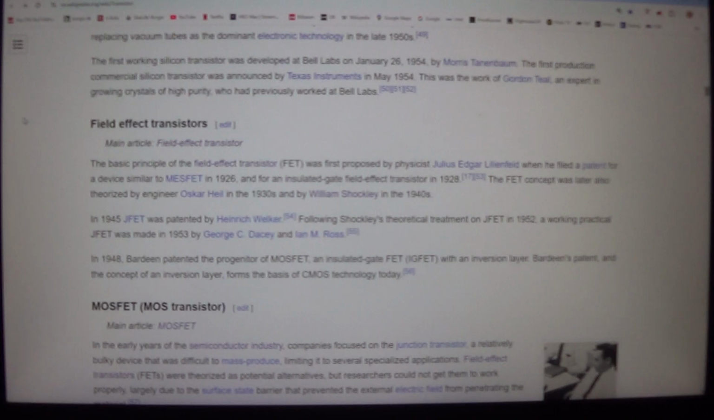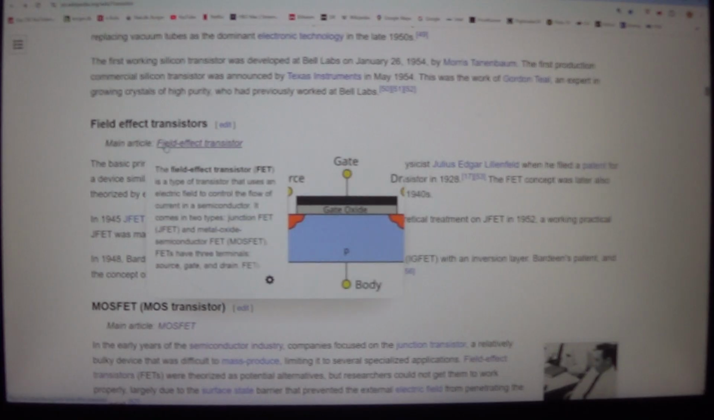Field effect transistors. Main article: field effect transistor.